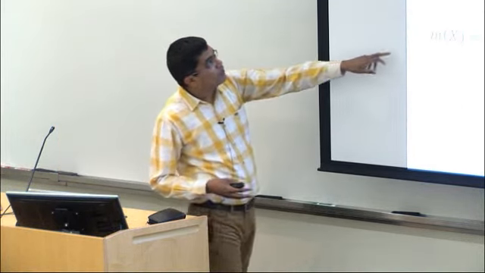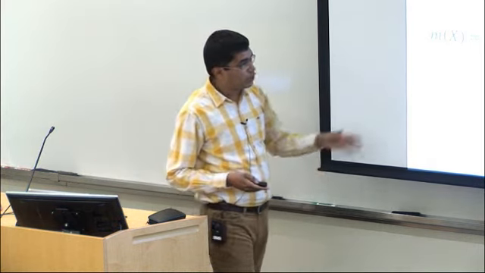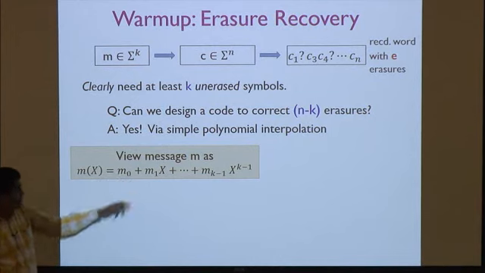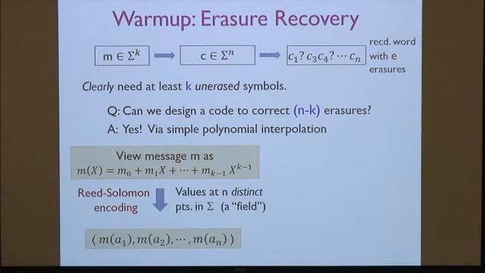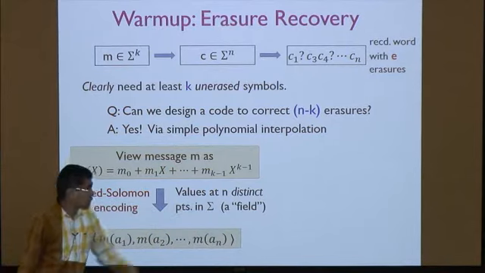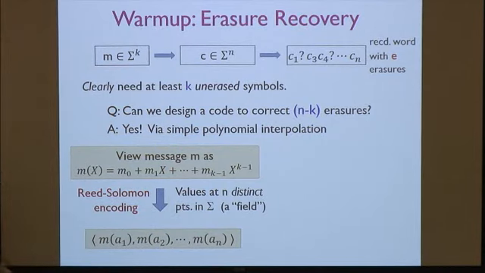So for this it's important that sigma is big, so again the coding over big fields. You view the message as a degree k minus 1 polynomial in an obvious way, by plugging in the message symbols as the coefficients, and you simply do the Reed-Solomon encoding, by which I mean you just take the polynomial and evaluate it at n distinct points in the field. So you need sigma to be of size at least n, and that's your output.